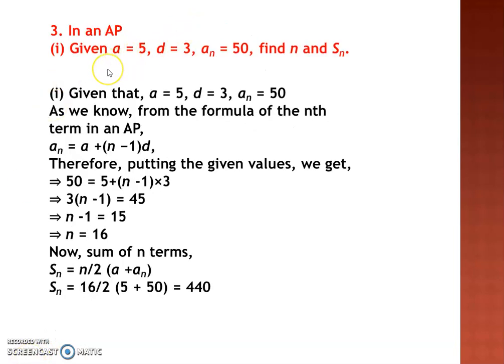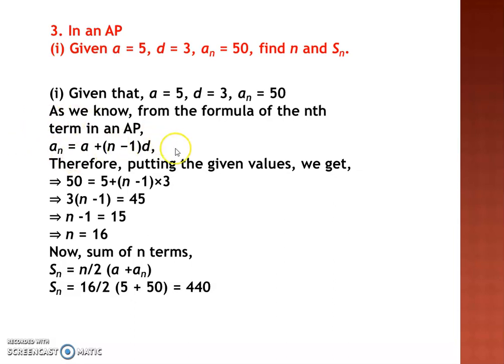Okay, so here in the AP it is given A is 5, D is 3 and An is 50. Find n and Sn. Similar to the previous one, the last term is given to you. But what you don't know is n, that is the number of terms. But that n is required in the Sn formula. So the first step is to find n using the nth term formula. In such questions, both the formulas will be used, the nth term formula and then the Sn formula.